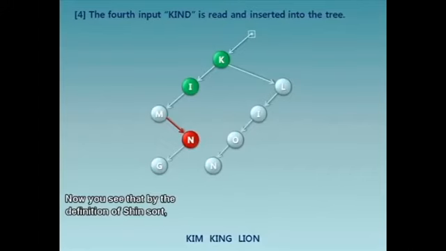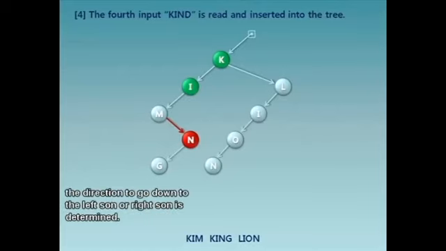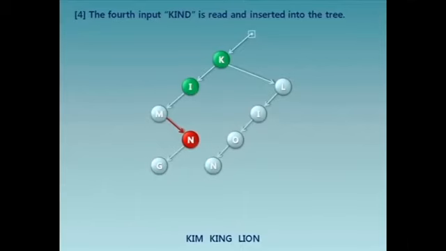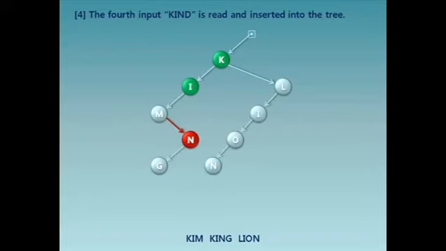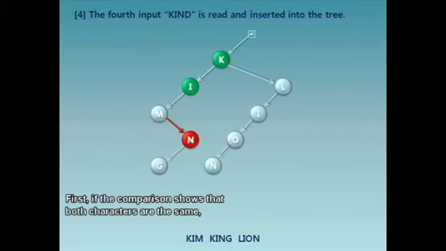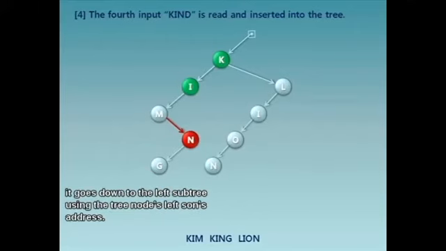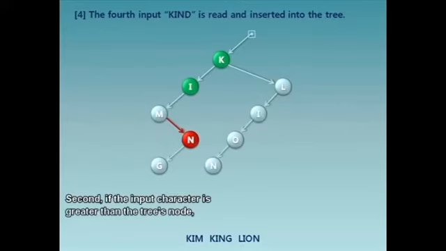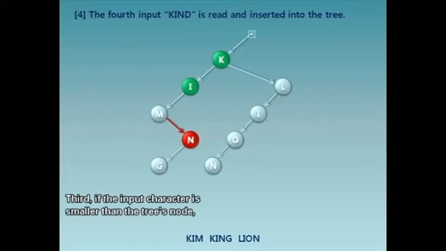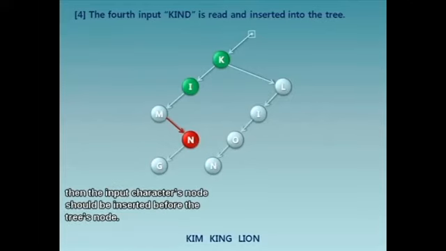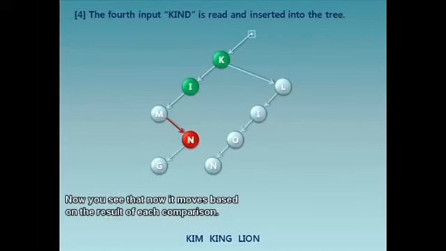Now, you see that by the definition of Shin sort, based on the result of each comparison, the direction to go down to the left son or right son is determined. There are 3 kinds of results: same, greater, and smaller. First, if the comparison shows that both characters are the same, it goes down to the left subtree using the tree node's left son's address. Second, if the input character is greater than the tree's node, it will go down to the right subtree using the tree node's right son. Third, if the input character is smaller than the tree's node, then the input character's node should be inserted before the tree's node. Now, you see how it moves based on the result of each comparison.